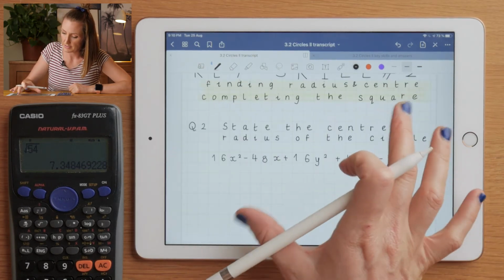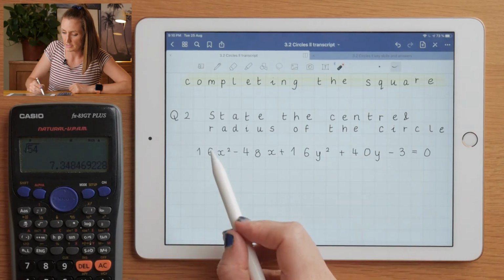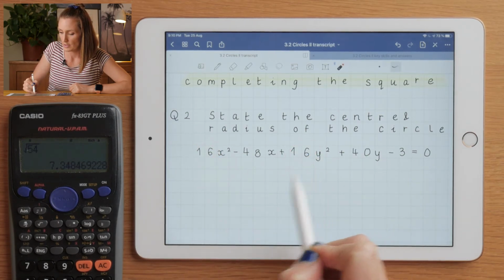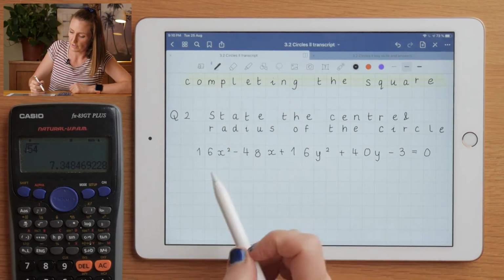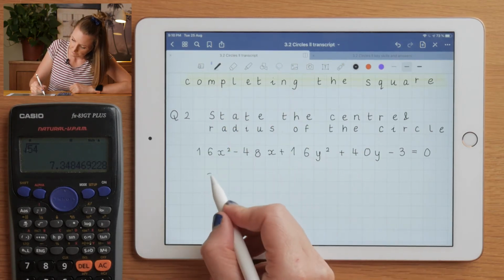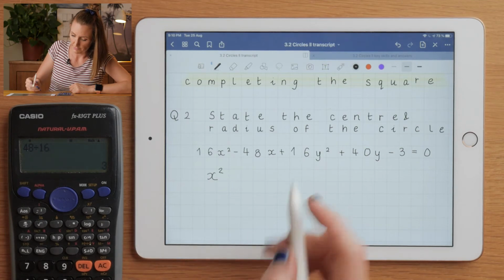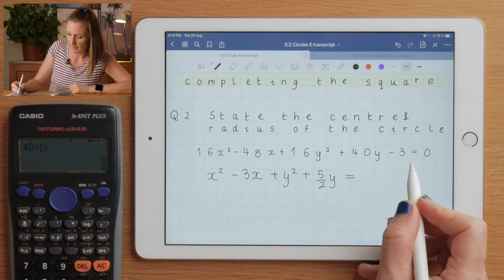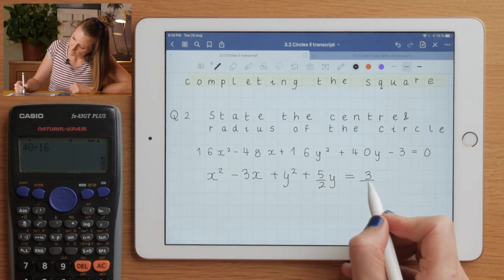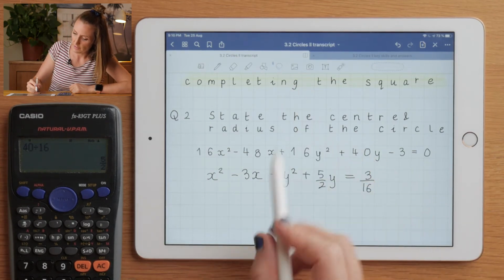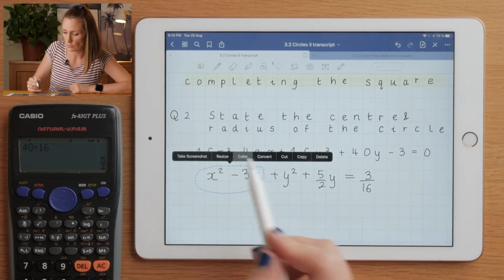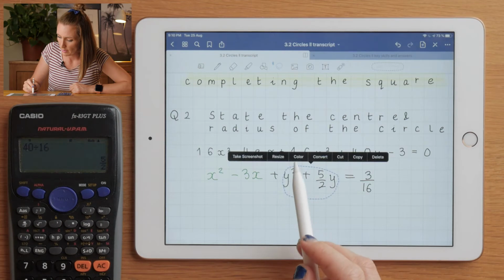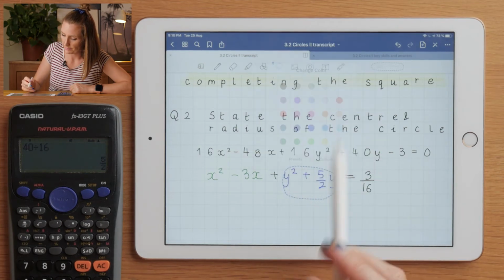Let's look at another example. Here the difference is that we've got 16s in front of the x squared and the y squared. So first of all, I would divide across by 16. We have lots of fractions, so that goes 3 times. I'm going to put the 3 on the other side. Okay, and once again, I'm going to split this and make this into 2 mini problems. The x's are one problem, and the y's are another problem.